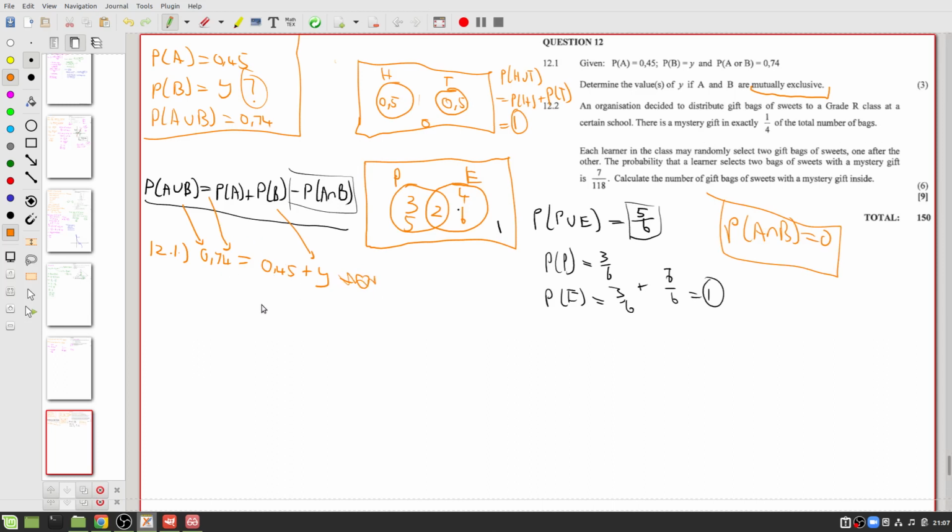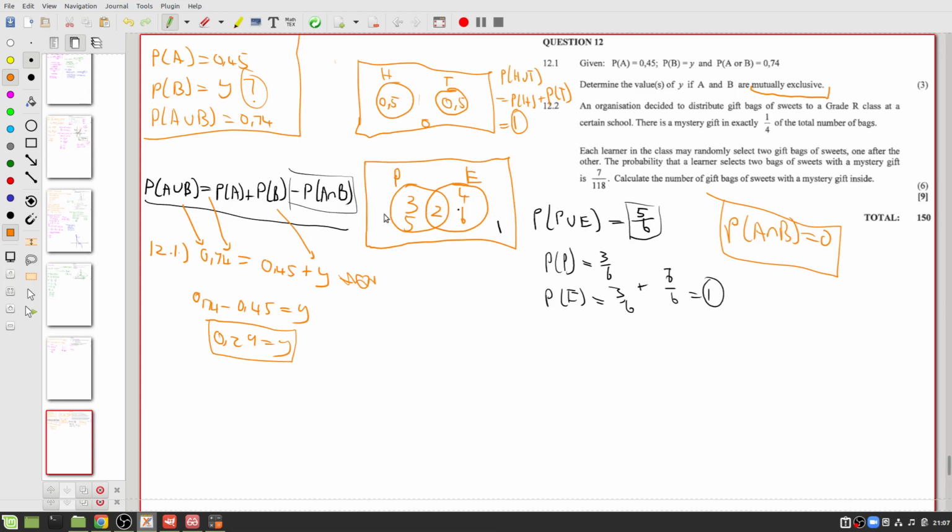Now we can just solve for y straight away. So 0.74 minus 0.45 equals y, and that just gives us 0.29 equals y. Actually, let me just check the calculation. I'm a little bit rusty at the moment with mental calculations. 0.74 minus 0.45, 0.29. Okay, great. So that is the value of y.